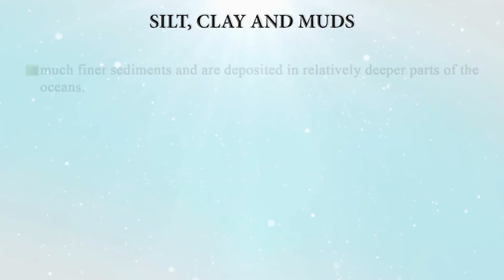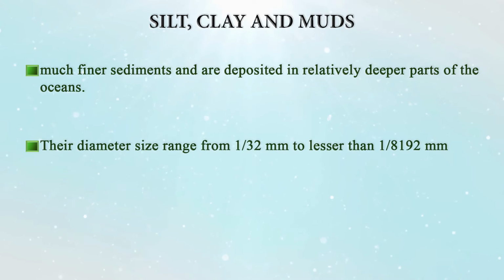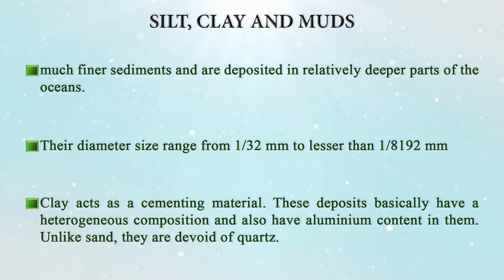of the silt, clay, mud. They are much finer sediments and are deposited in relatively deeper parts of the oceans. Their diameter ranges from 1/32 millimeter to 1/8192 millimeter, and the clay acts as a cementing material. These deposits basically have a heterogeneous composition and have aluminium content in them. Unlike sand, they are devoid of quartz.